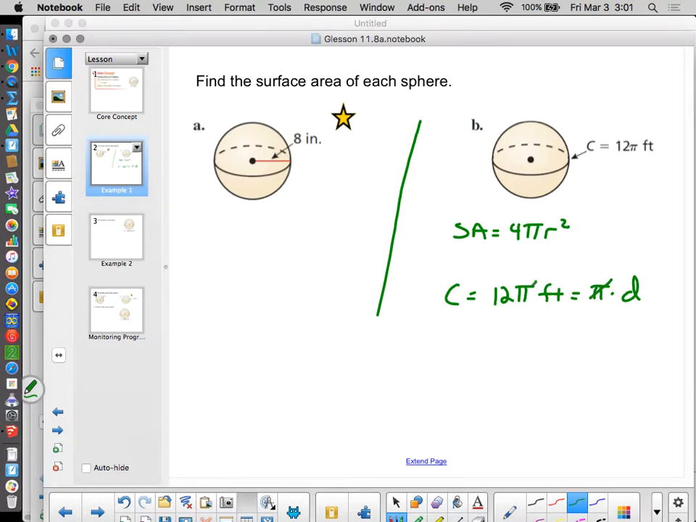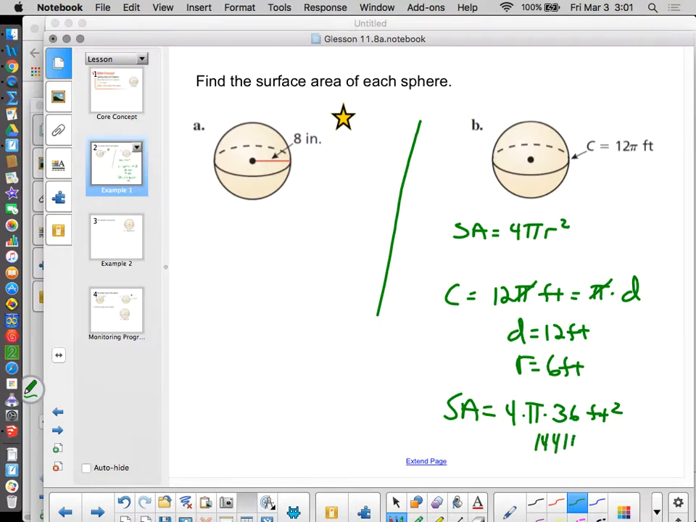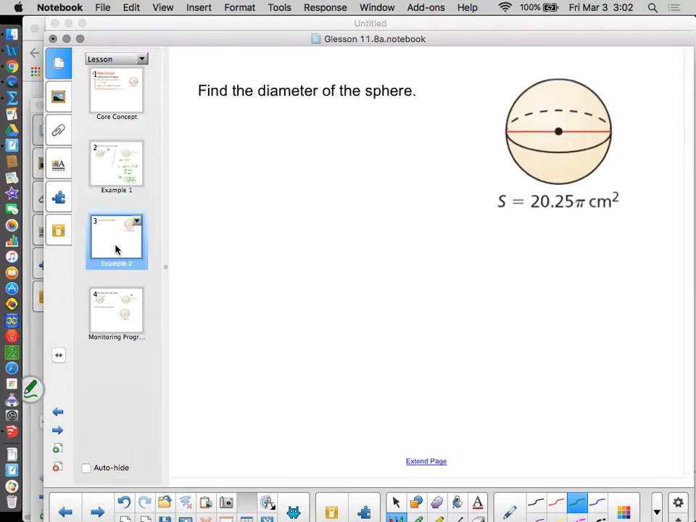So solving that, the pi's cancel, and I get the diameter is 12 feet. So the radius has to be 6 feet. Once I know that, I simply substitute that in. So the surface area is 4 times pi times 36 square feet. And 4 times 36 is 144 pi square feet. There you go. So tricky, we had to actually use our formula for circumference to figure out what the radius is, so then I could use the formula for surface area.